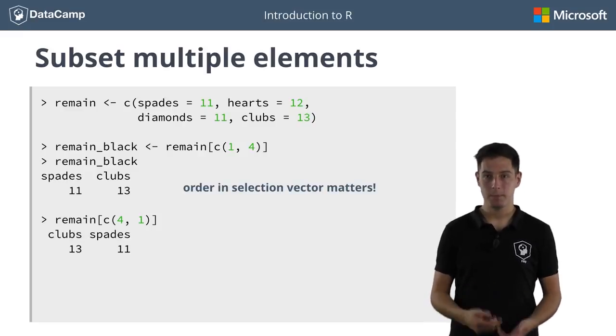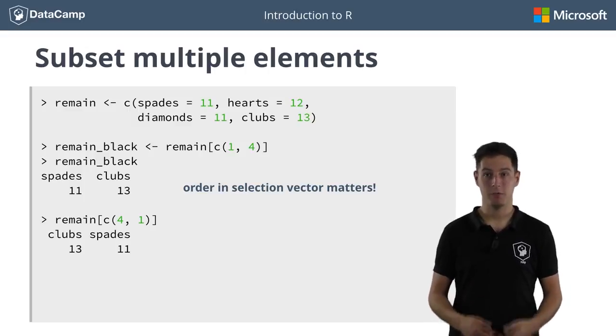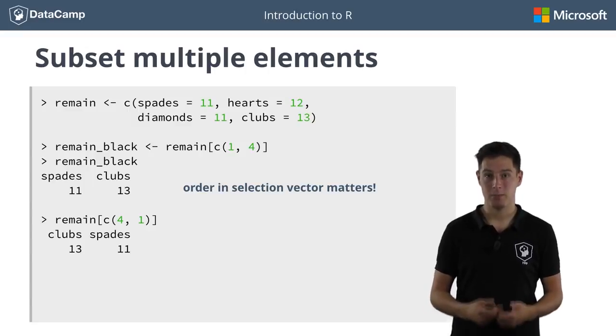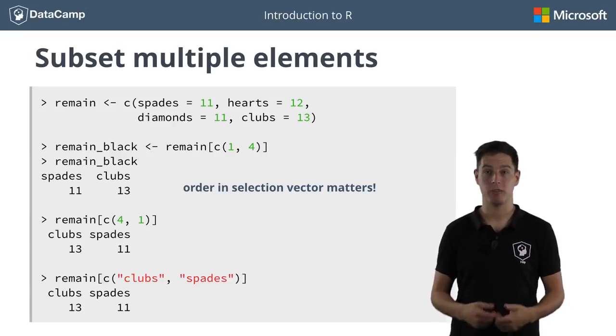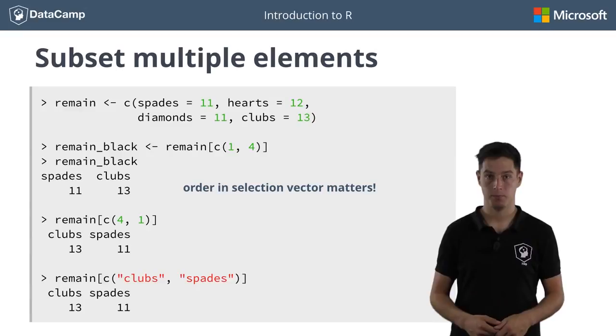Of course, subsetting multiple elements can also be done by using names, at least if you're dealing with a named vector. To get the same result as the command above, we write remain, open brackets, then a vector containing the character strings clubs and spades, close brackets.